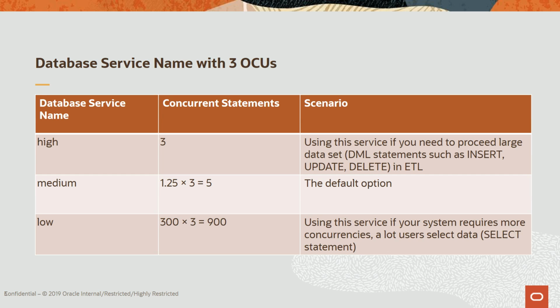Okay, and with the low service name, we should use this service name if your system requires higher concurrency. It means there are a lot of users selecting data at the same time to review data or query data or something like that. Okay, so I would like to show the result after we changed the service name on the customer side.